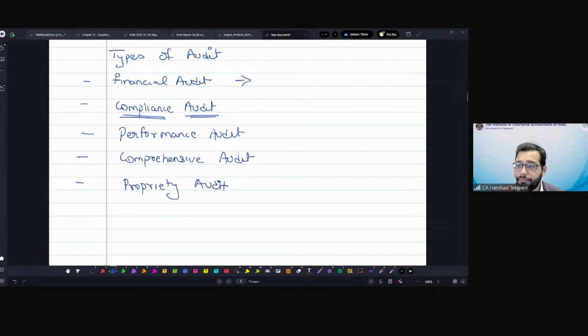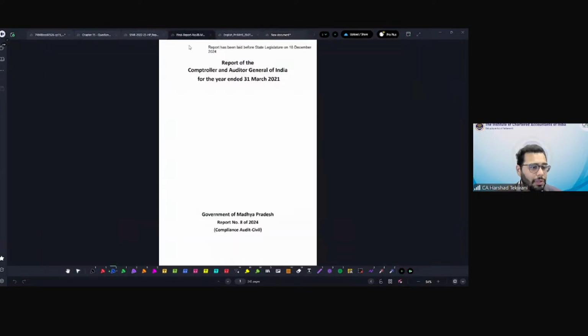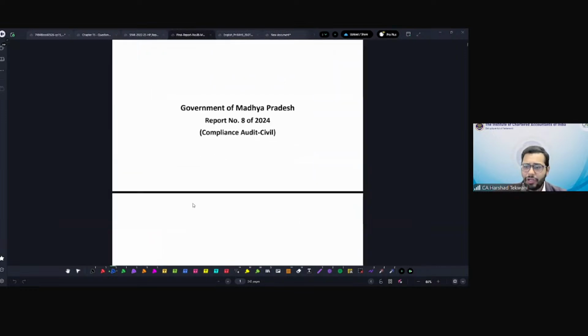Anyone? Okay, no issues. Let's understand with the help of a report. So I have a compliance audit report for you guys. We will discuss with the help of that report what is compliance audit. This is a compliance audit. Remember, in the last session also we discussed this particular report. I showed you an example. This is the compliance audit report with respect to a particular matter.